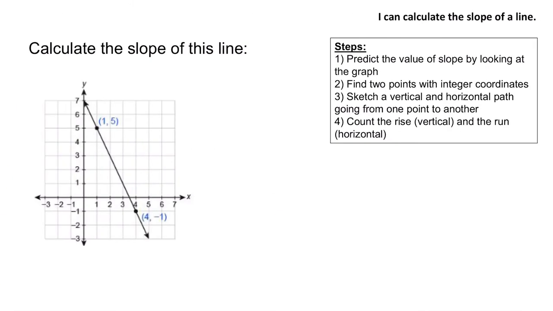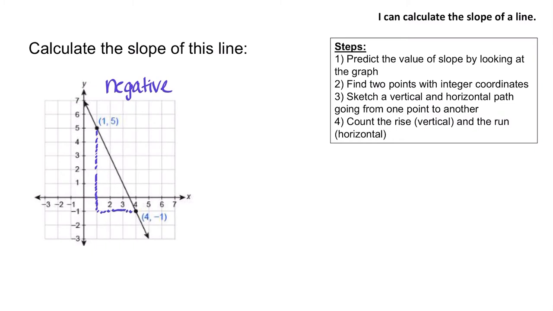Let's try another example. Once again, we're going to predict the value of the slope. I'm going to look at this graph and say, well, it's going down, so I'm going to predict that it has a negative slope. Now I'm going to find 2 points with integer coordinates that are already labeled for us, and sketch my horizontal and vertical path. I'm going to go left to right. To go from 1, 5 to 4, negative 1, I have to go this direction vertically, and then this direction horizontally. Now I need to count.